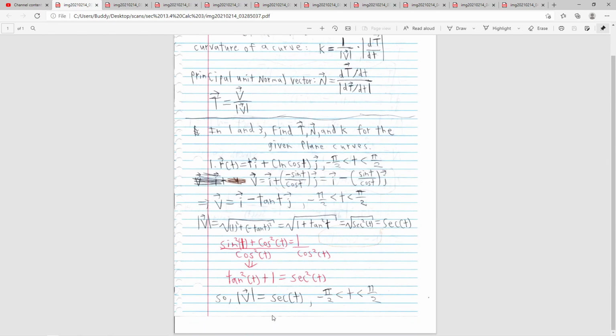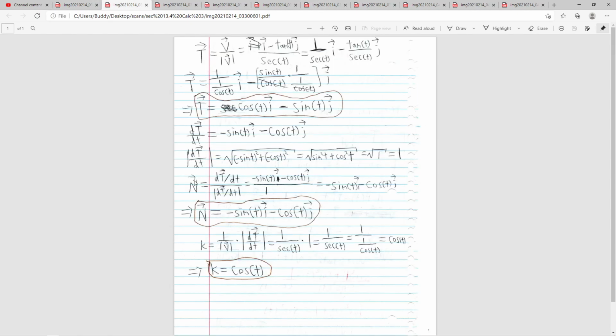So the magnitude of the vector is secant t, for those values of t. And now it's time for us to finally solve our three components now that we have what we need. Well, the first component, T, we can solve. So just division here like before.